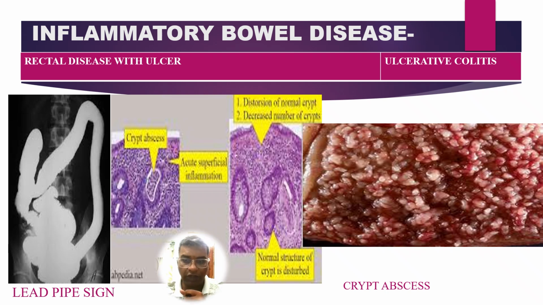In the picture, you can observe crypt abscess in ulcerative colitis. And you see on radiology, it is like a lead pipe appearance, which is characteristic of ulcerative colitis. And the inflammation is superficial only. So acute superficial inflammation and crypt abscess and distortion of the normal crypts and decreased number of crypts are the characteristic features of ulcerative colitis. Both Crohn's disease and ulcerative colitis have equal risk for cancers.